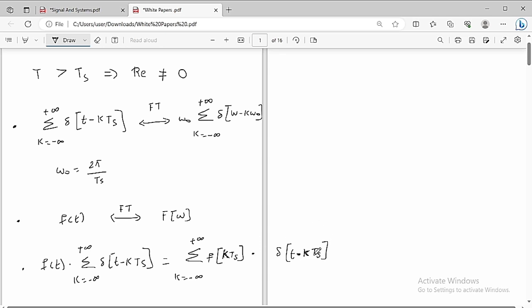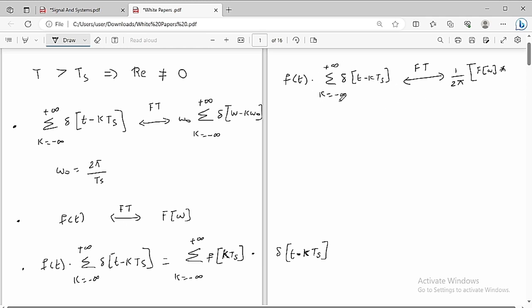This point you always have to keep in your mind. Suppose you try to do the Fourier transform of this, what are you going to get? I already told you, what is a Fourier transform of f of t into sigma k equal to minus infinity to plus infinity delta of t minus kTs? Whenever there is multiplication in the time domain, it leads to convolution in the frequency domain, which is 1 by 2 pi, f of omega convolved with this one.